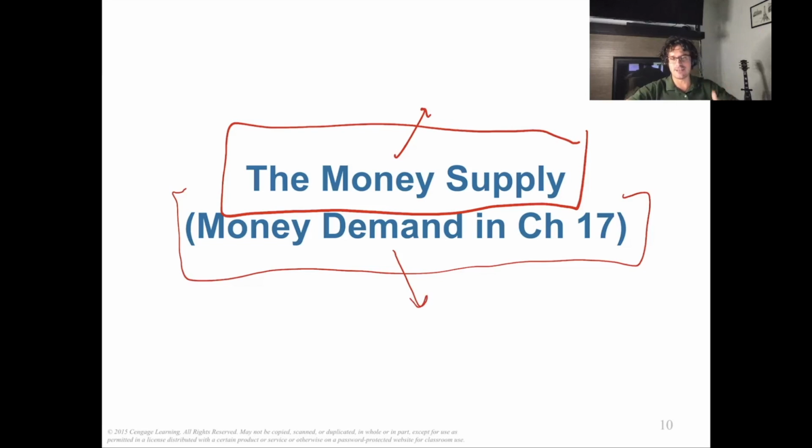We'll partially address this question during this, before, when we were mentioning that people want to hold money because they want to make transactions. But we're going to explore it more in depth in chapter 17. For now, let us focus on the money supply: who supplies money and how the money creation process works.